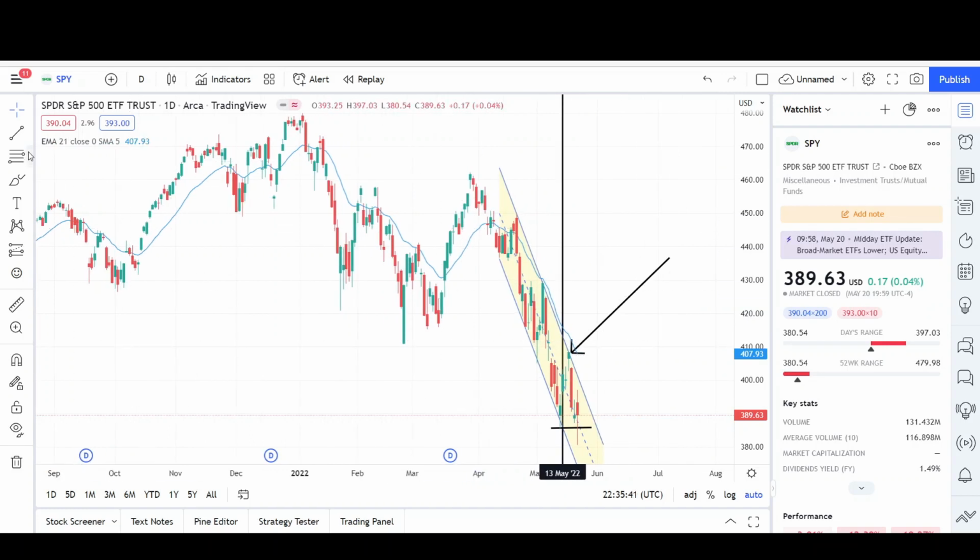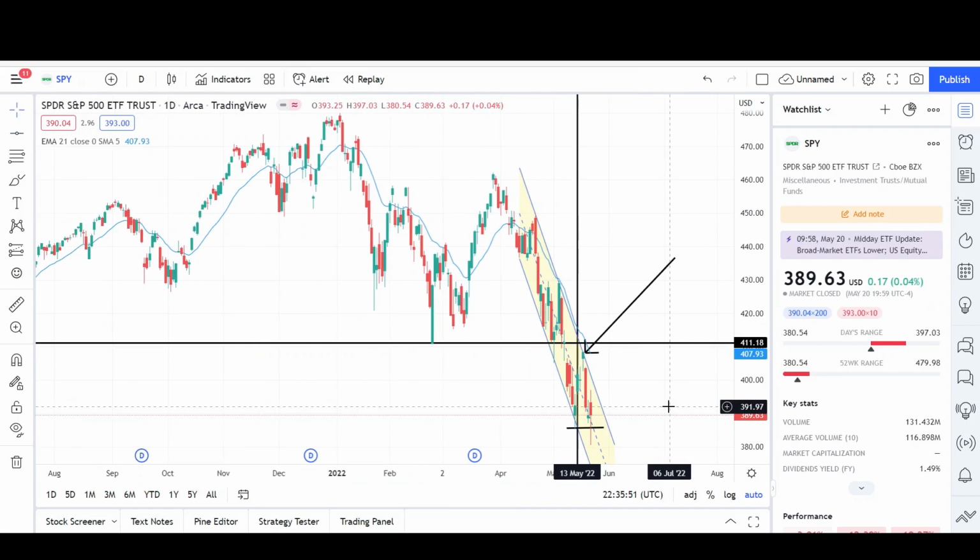So I was expecting price to pull back to this 411 level, and we almost got there, but you can see that the bears were stronger. We cannot pull back up there. So where are we going next?